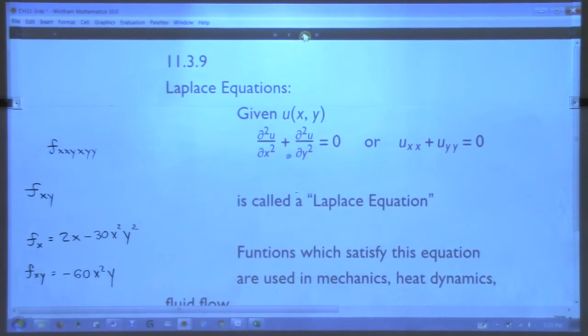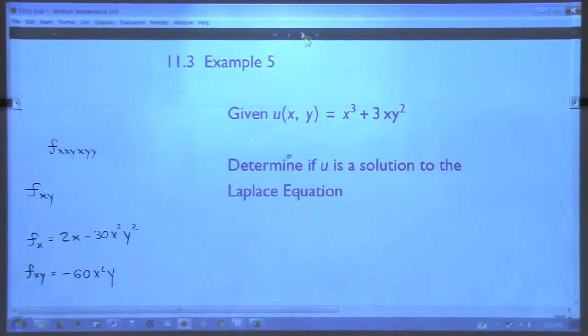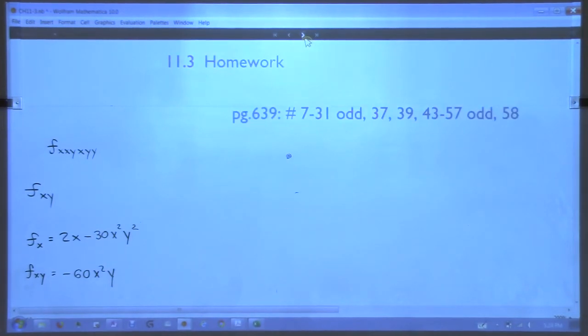A little bit about Laplace equations. Implicit differentiation. All right. Have a great weekend, everyone.